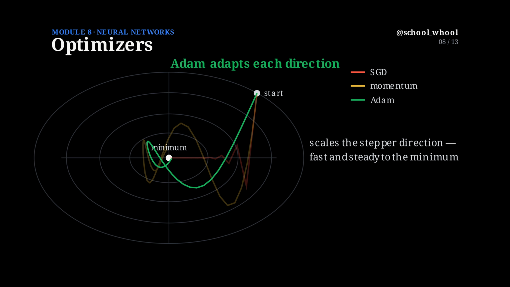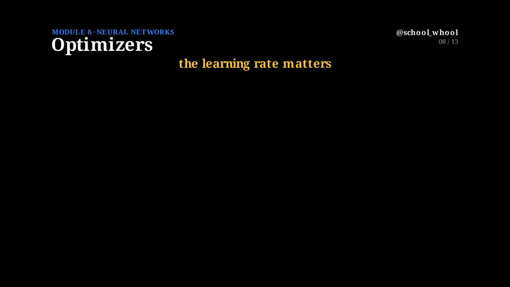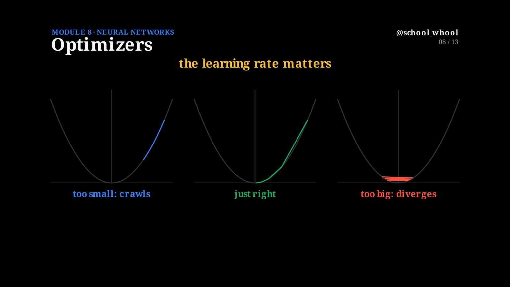Whichever optimizer you choose, one dial rules them all. The learning rate. Too small, and training crawls. Tiny steps that take forever. Too big, and the steps overshoot so badly the loss blows up. You want the step in the middle.